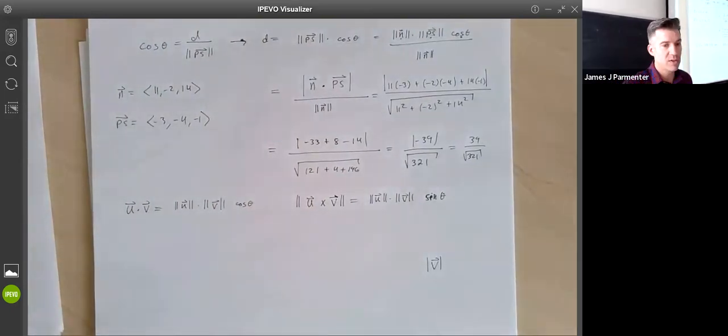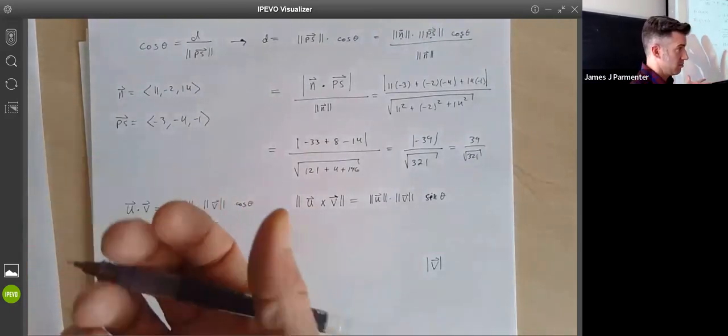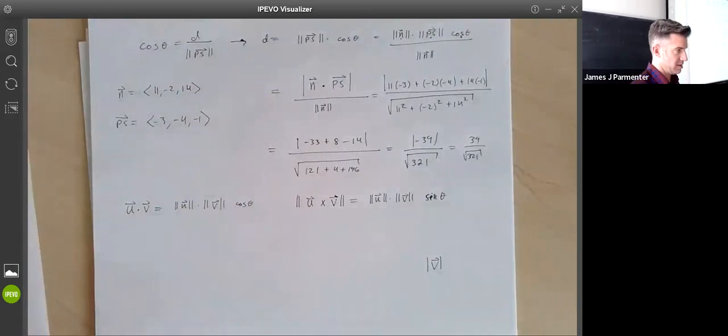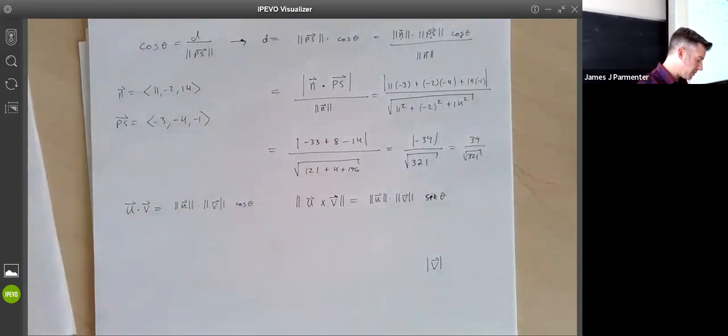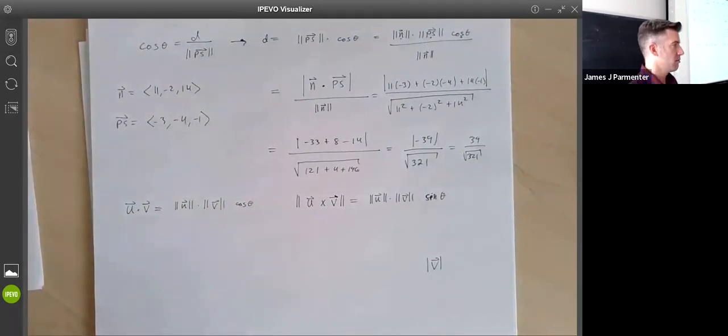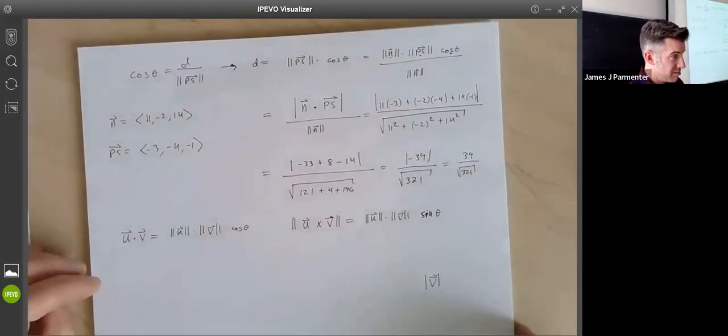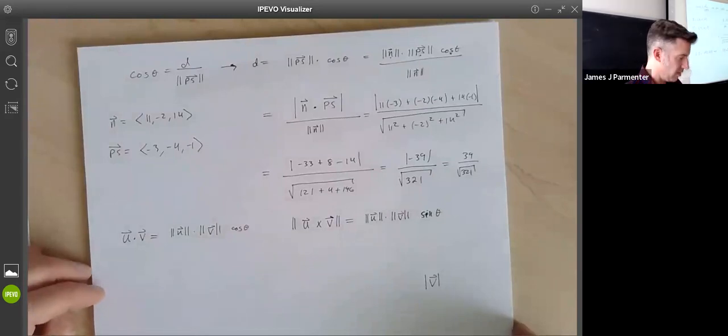Those are your three distance formulas. And really the last two are the same. They're both the absolute value of the dot product divided by the magnitude of the normal vector. I would still draw the pictures each time. I feel like that works better.